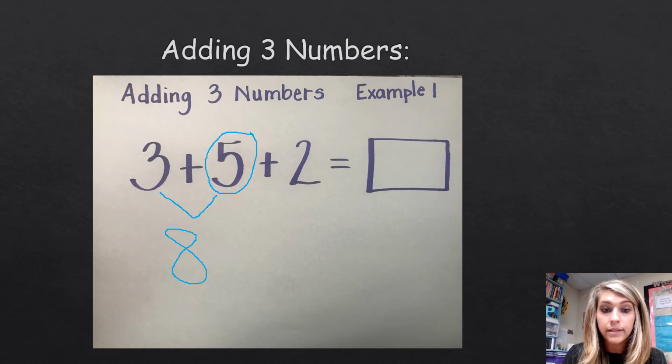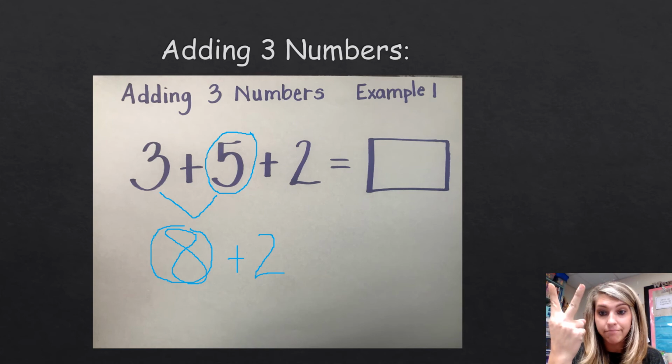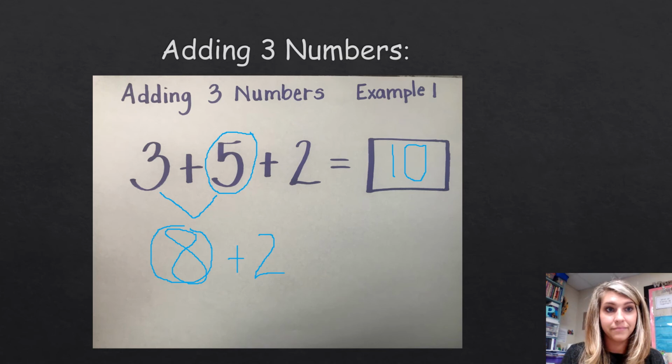Now I'm going to bring down the other addend that I have because I'm not done yet. And I have 8 plus 2 now. So I'm going to circle 8. So I have 8, 9, 10. So I know that 3 plus 5 plus 2 is equal to 10. And I also know that if I put these addends in any other order, I'm still going to get 10.